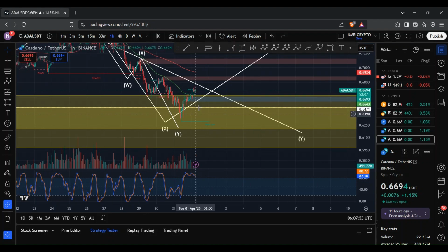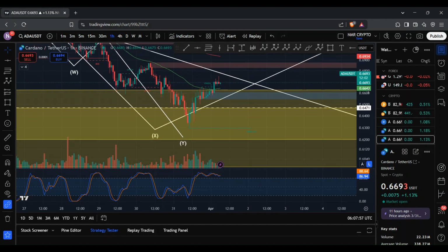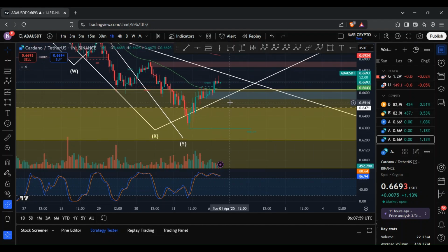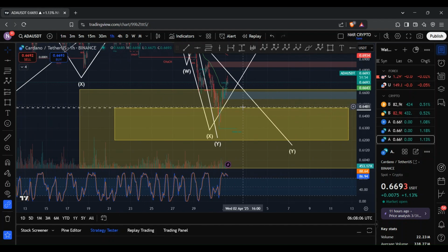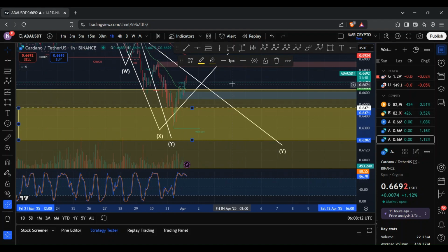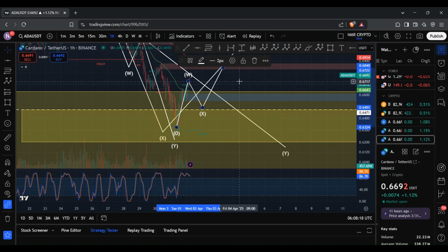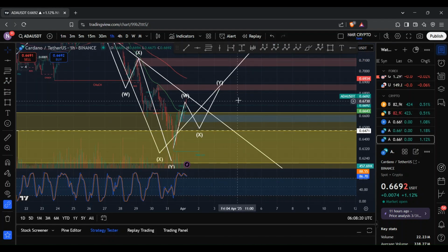Now, this move is also made up of a WXY structure. And so it's possible that this wave is now complete and we see a move to the downside. And so in order for us to confirm that we are on a bullish trend, then ideally I'd like to see ADA hold this position here at 64.71 cents, which is our previous local low. And so if ADA does something of this ilk, where we have a WXY structure, then that could confirm that we are now on the move to the upside.